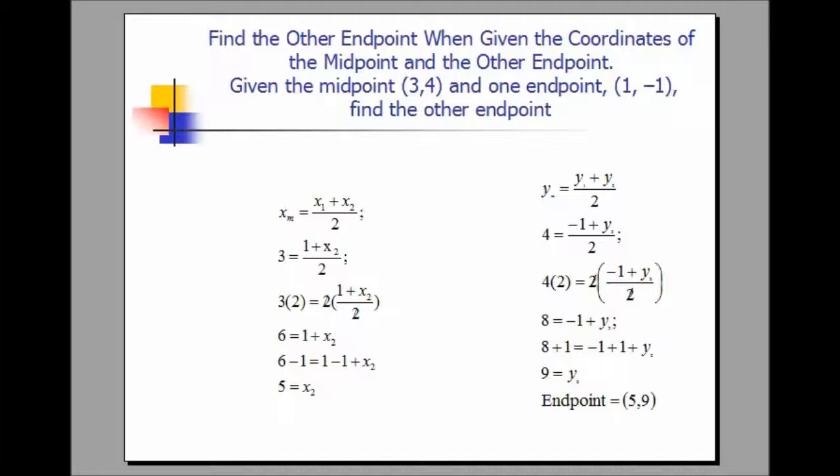Multiplying both sides by 2 gives us 4 times 2 or 8 on the left. On the right, the 2's cancel, and we have -1 plus y sub 2. We add 1 to both sides. That gives us 9 equals y sub 2. Therefore, our endpoint is the point 5, 9.